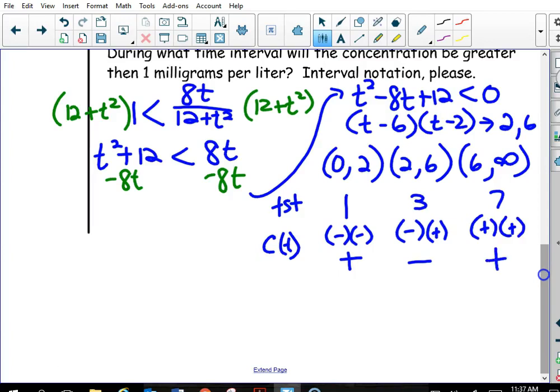Okay, so where is this less than 0, which is where the concentration would be greater than 1, is where it's negative. And they ask for interval notation, so x is less than 6 and greater than 2.